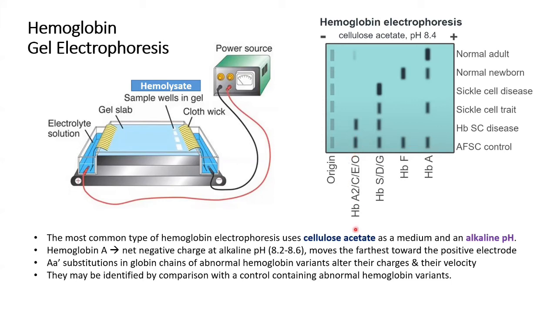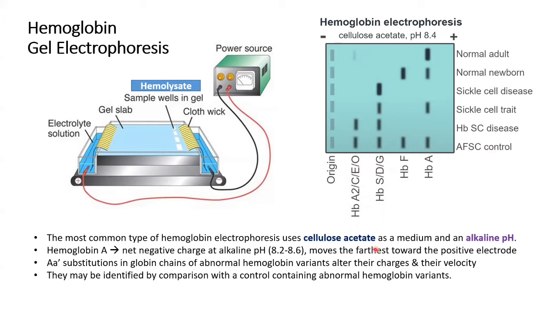The C lane has hemoglobin A2, hemoglobin C, hemoglobin E, and hemoglobin O. All these come in the same lane. They have the same electrophoretic mobility. That's why they come in the same lane. Similarly, with the hemoglobin S, you have hemoglobin D and hemoglobin G coming along with the same hemoglobin S molecule. So this is about the gel electrophoresis.